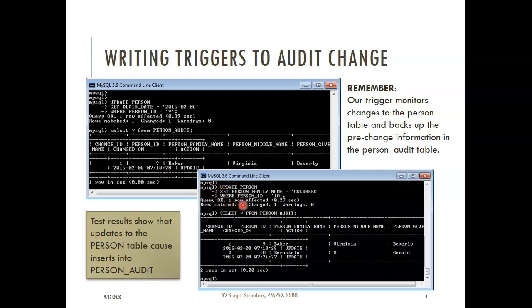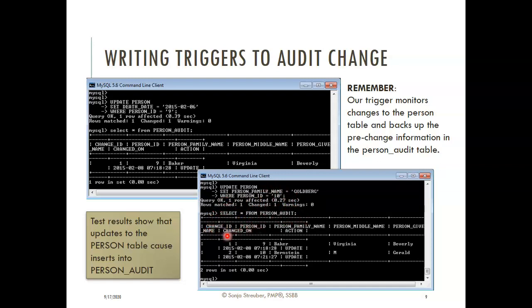Here we're updating the person table again, and we're going to set the person family name to Goldberg, where our person ID is number 10. So we should see a second entry now in our person audit table with the old information for this person with the person ID number 10. Now let's take a look at the person audit table.